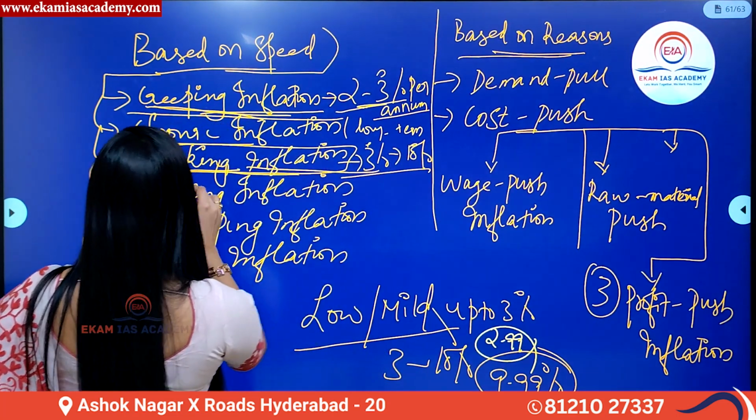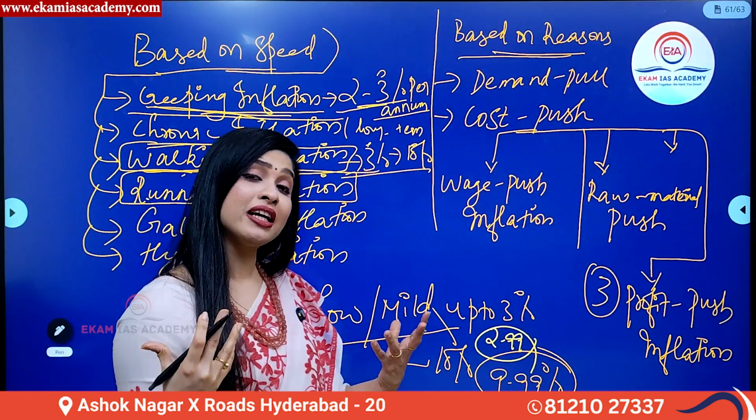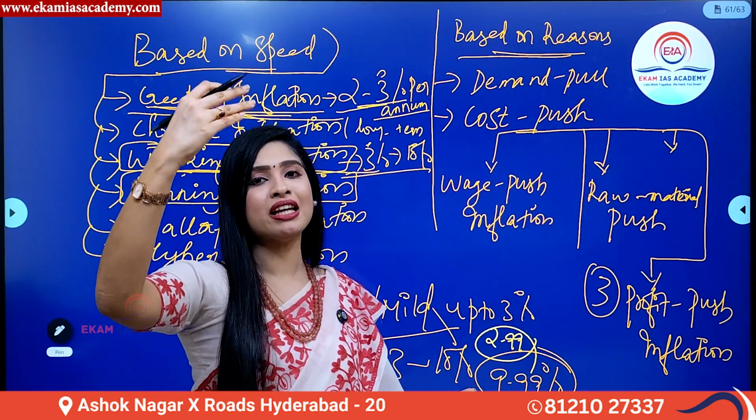So now, the next is what? Running inflation. When walking inflation is not taken seriously, automatically what happens? Prices keep on increasing.